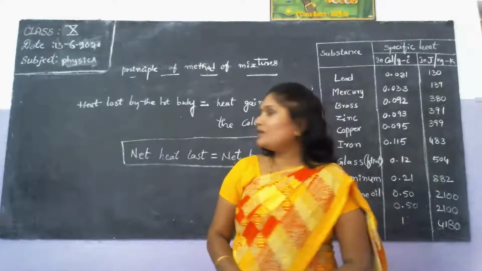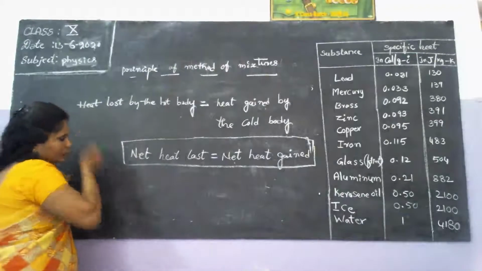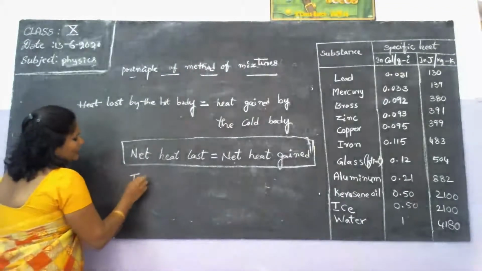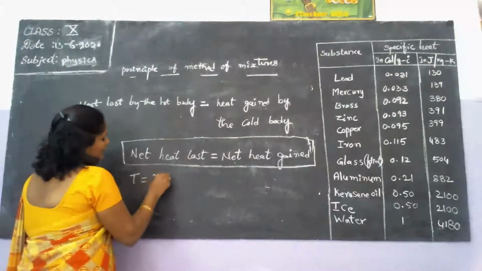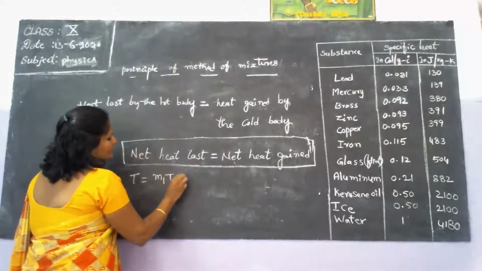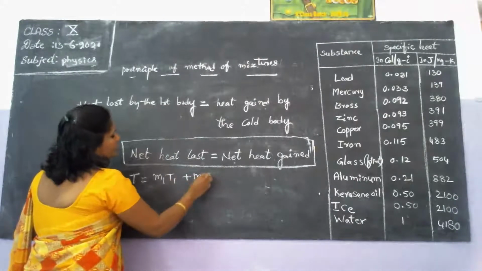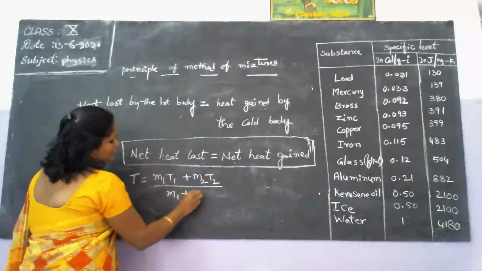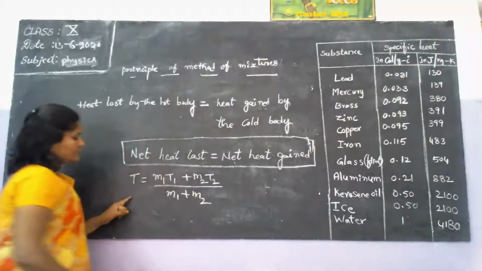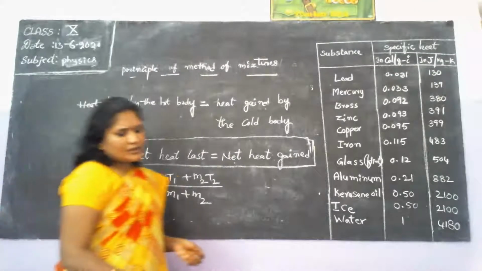So here we know, in the previous class we noted down one of the formulas to find the final temperature. That means T, the final temperature, equals (M1 T1 plus M2 T2) by (M1 plus M2). This is the final temperature.